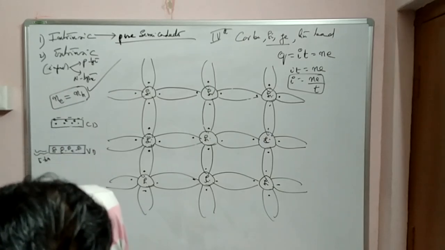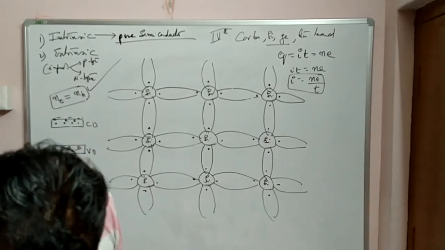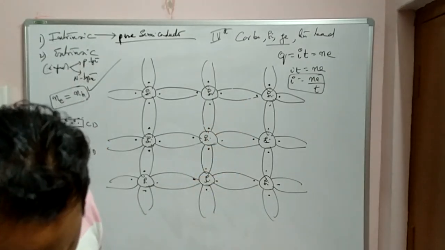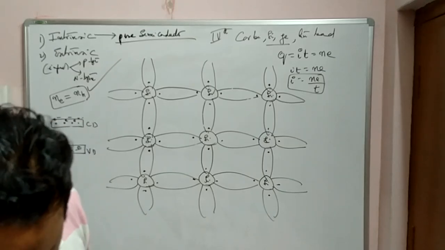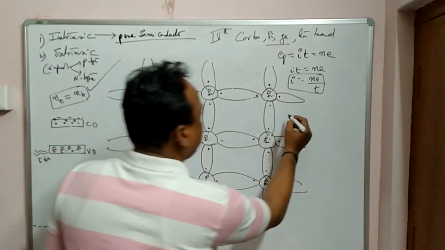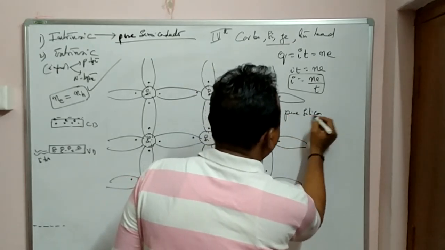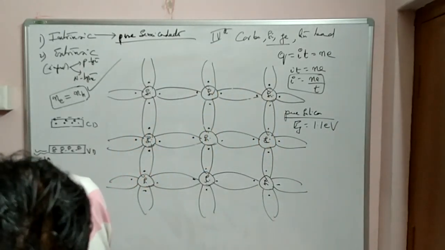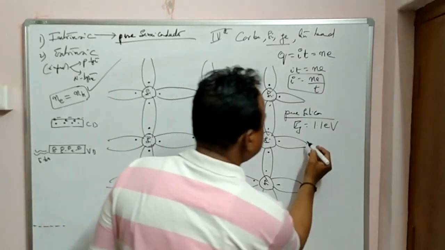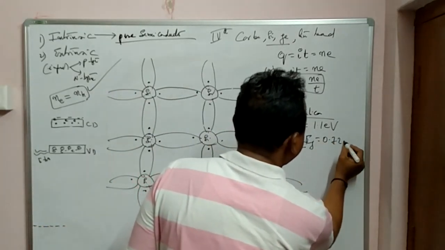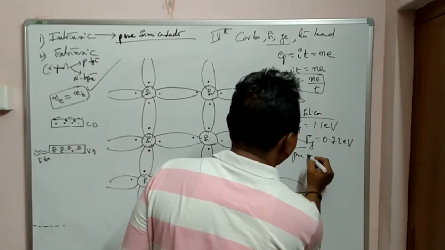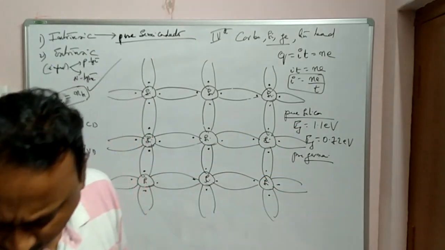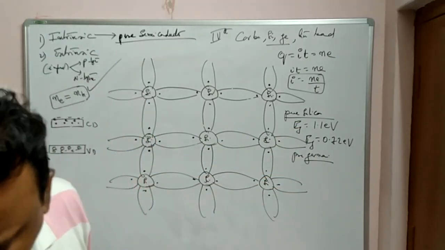Clear? Any doubt? And I have already given the energy gap for silicon and germanium earlier. For pure silicon the energy gap is 1.1 electron volts, and for pure germanium it is 0.72 electron volts. Pure germanium value is 0.72, silicon is 1.1 electron volts. That is the energy gap. Clear?